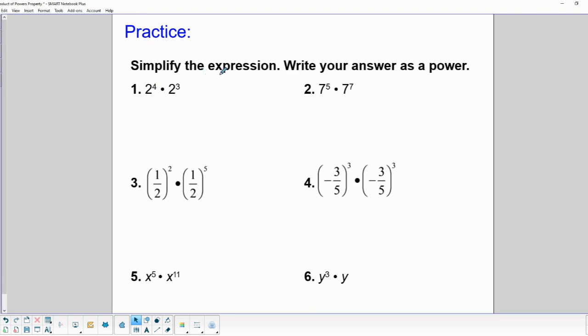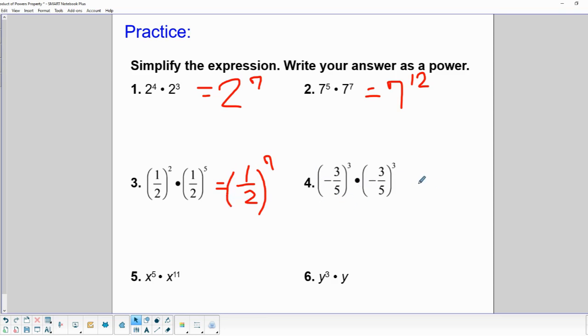Simplify the expression, write your answer as a power. So 2 to the 4 times 2 to the 3rd would be 2 to the 4 plus 3, which equals 2 to the 7th power. 7 to the 5th power times 7 to the 7th would be 7 to the 5 plus 7 power, which is 7 to the 12th power. 1 half to the 2nd times 1 half to the 5th would equal 1 half to the 2 plus 5 power, which would be 7th power.